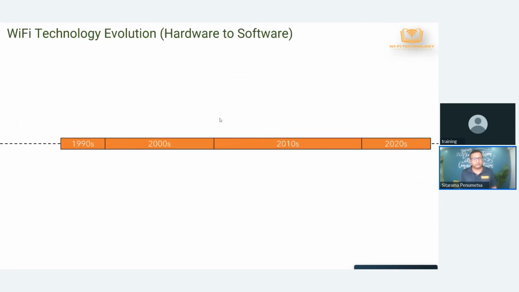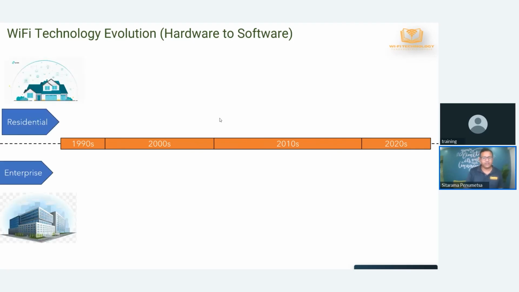Right. So we'll talk a little bit about the technology evolution. We talked about the business evolution of Wi-Fi and how it became so famous. We'll talk about the technology evolution a little bit. When it comes to the evolution of Wi-Fi technology, there are two areas in which Wi-Fi is predominantly used. One is residence. We all use Wi-Fi in our homes, and the second one is enterprise.